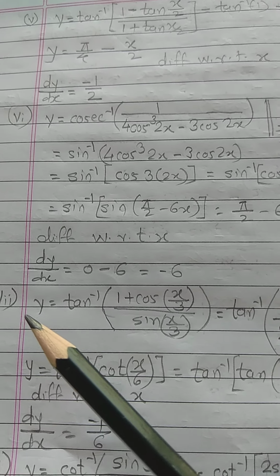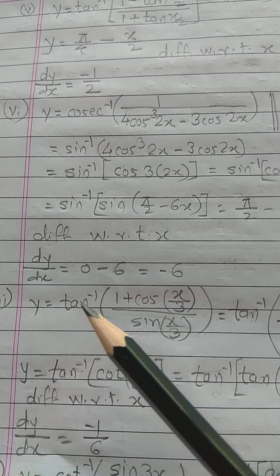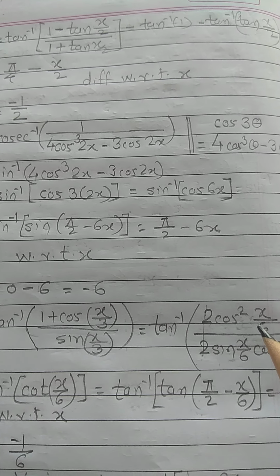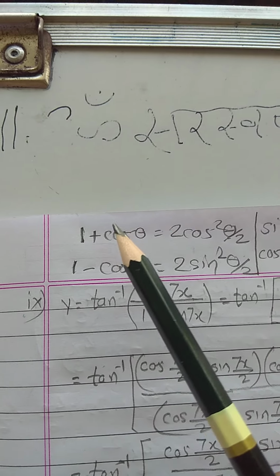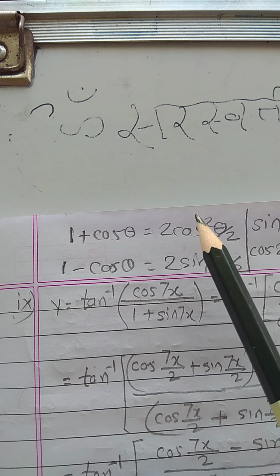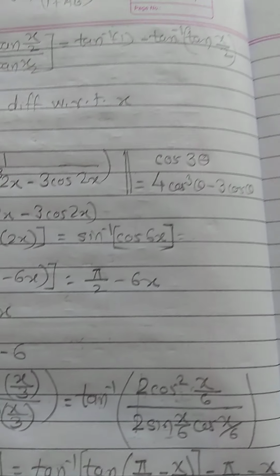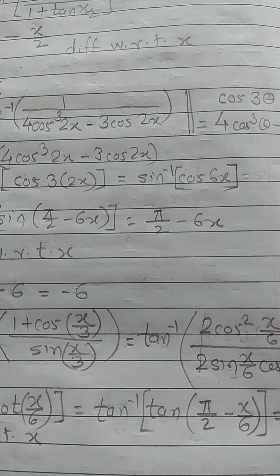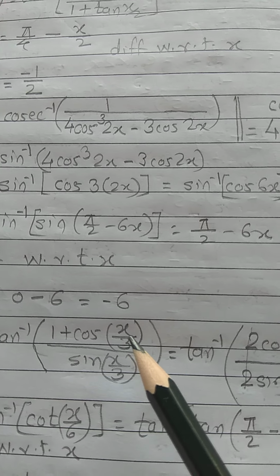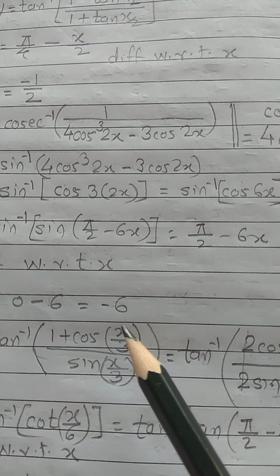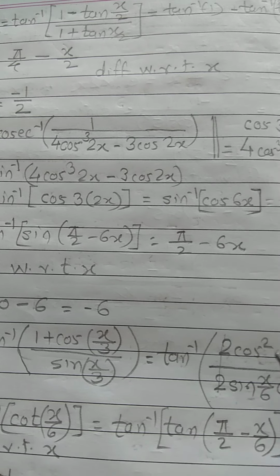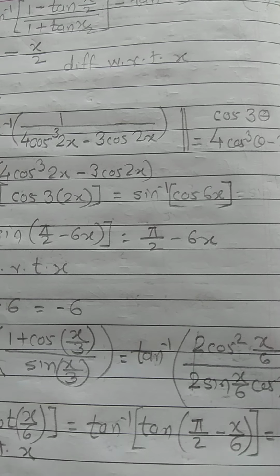Roman 7, y equal to tan inverse of 1 plus cos x by 3 upon sin x by 3. We know that 1 plus cos theta is 2 cos square theta by 2. Here also we will write 1 plus cos theta as 2 cos square theta by 2. X by 3 is the angle, so we have to make half of that x by 3. Half of x by 3 is x by 6.